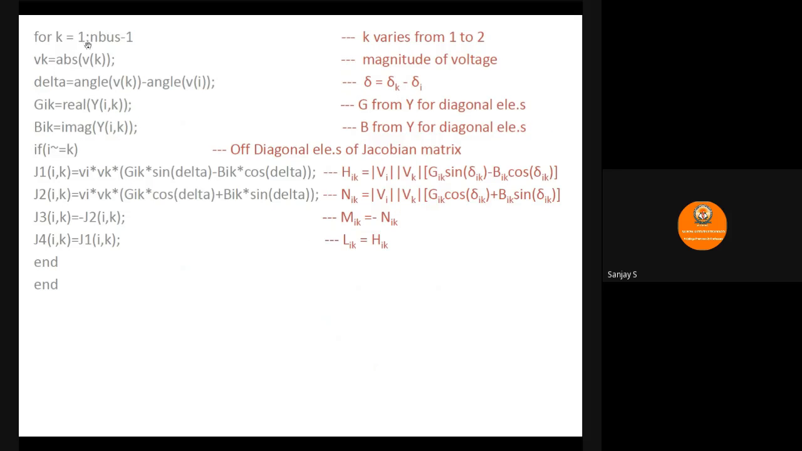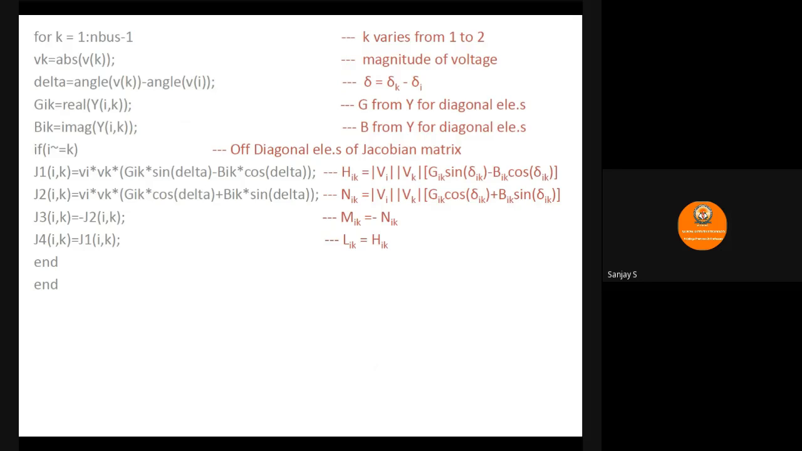Next, for k varying from 1 to n bus minus 1, V_k is equal to the absolute of V of k. Delta is equal to delta of k minus delta of i. You can see on the right side, delta is del k minus del i. Then G_ik is equal to the real of Y of ik, B_ik is equal to the imaginary of Y of ik. Now here we try to implement the formulas for H, N, M and L. H, N, M and L are nothing but your Jacobian matrix elements J1, J2, J3 and J4. In order to avoid confusion, we are using different alphabets here, H, N, M, L, instead of J1, J2, J3, J4.